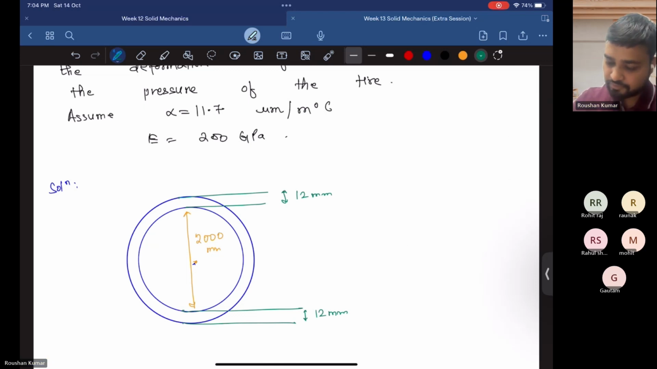So we have to find the contact pressure between the tire and the wheel after the assembly cools to 25 degrees Celsius. So this is the front view of the tire. Now I'm drawing the rear side view of the tire. So it looks like this.